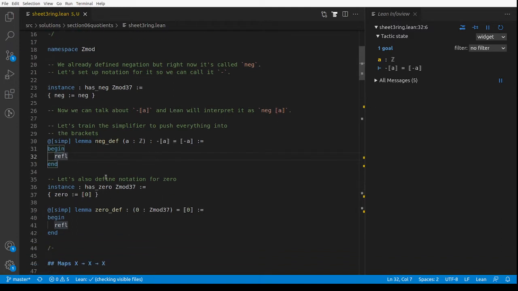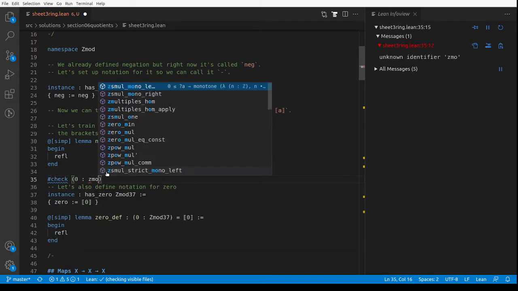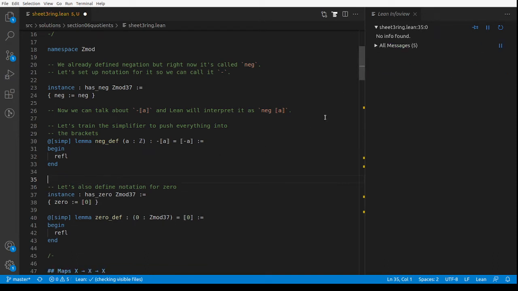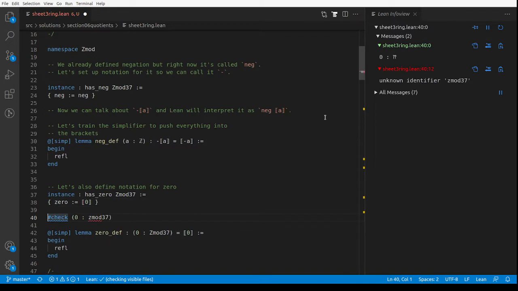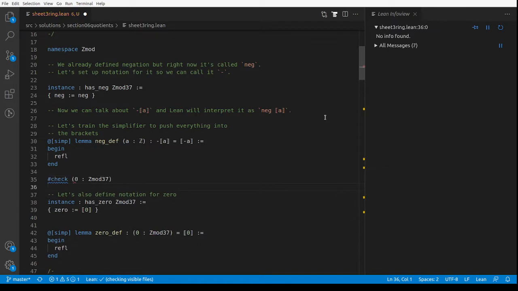So similarly here we don't have a 0. We could check 0 in Z mod 37 there, and that says I've got no idea what 0 means. And then if we try it after that line there, it still doesn't know because I've spelled Z mod wrong. But there we go. There it does work, and there it doesn't work. Okay, yeah, that looks better. And in fact, when it doesn't work here, it complains and says exactly what the problem is.